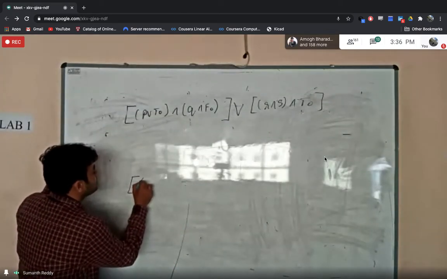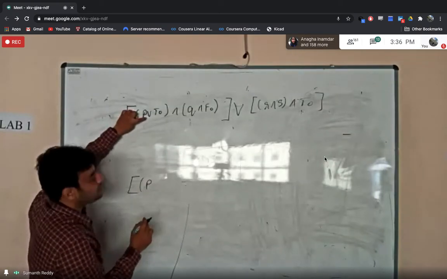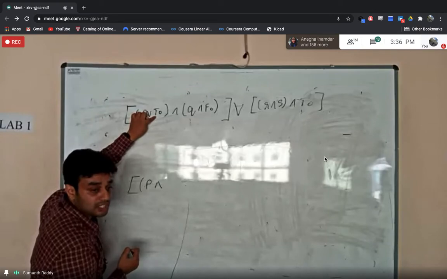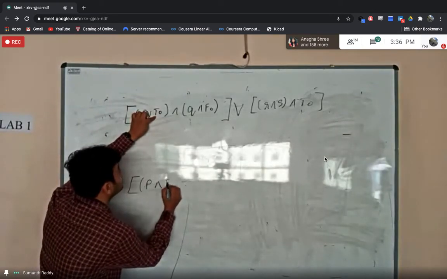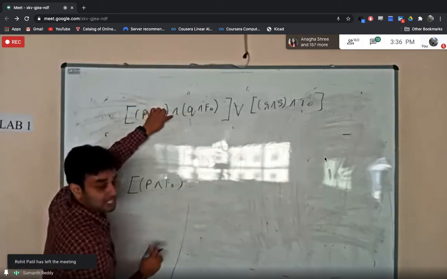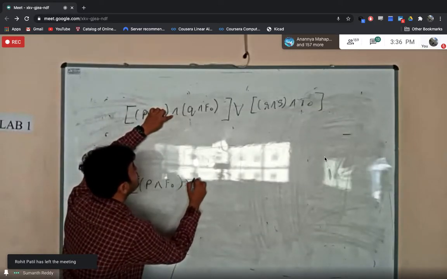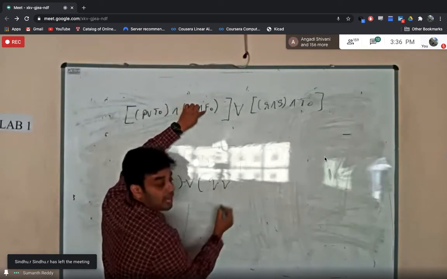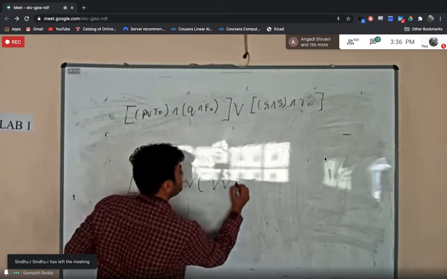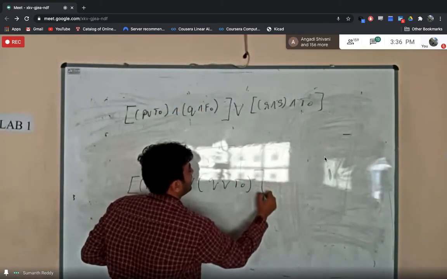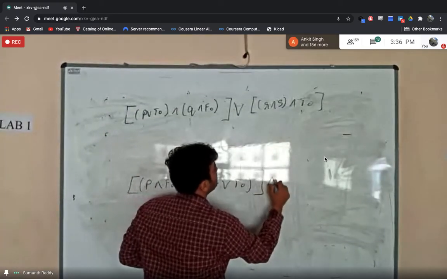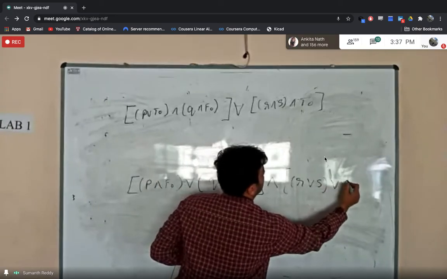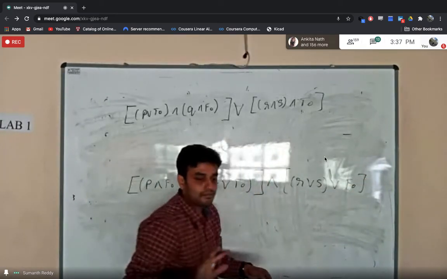What I need to do is, in place of disjunction, I have to write conjunction. I told you in place of tautology, I need to write contradiction. And again, I have conjunction here, replace this with disjunction. Next, Q, I have conjunction here, replace with disjunction. I have contradiction here, F naught, replace that with the tautology. And then I have disjunction here, replace that with conjunction. And then or S or contradiction. Very simple, right?